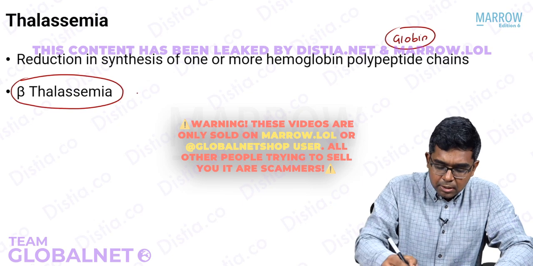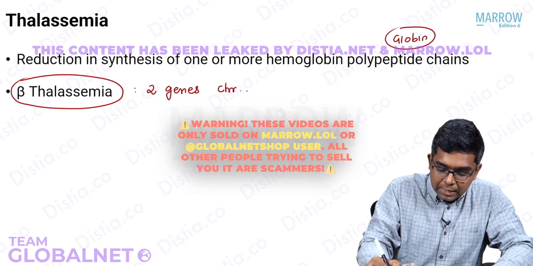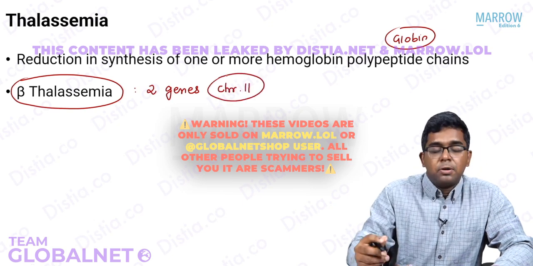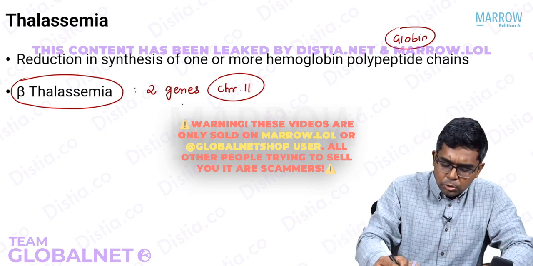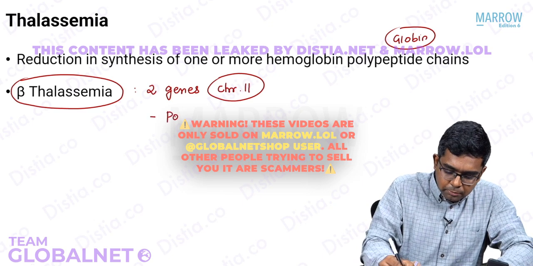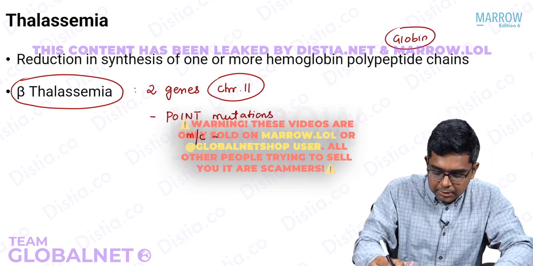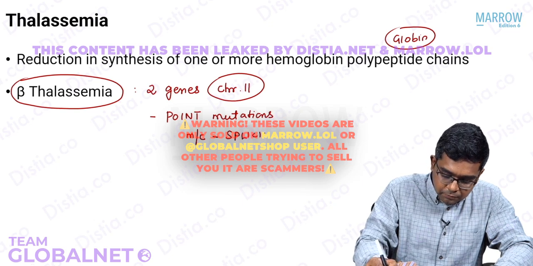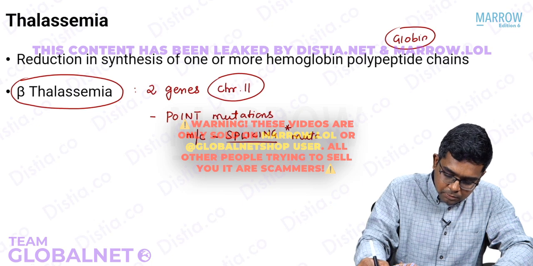Beta globin chains are coded by 2 genes which are located on chromosome number 11. Any problem in these 2 genes can be associated with beta thalassemia. Usually it occurs due to point mutation. And there can be a question, what is the most common type of point mutation occurring in this condition? It is a splicing mutation. Very important. It's a splicing mutation.